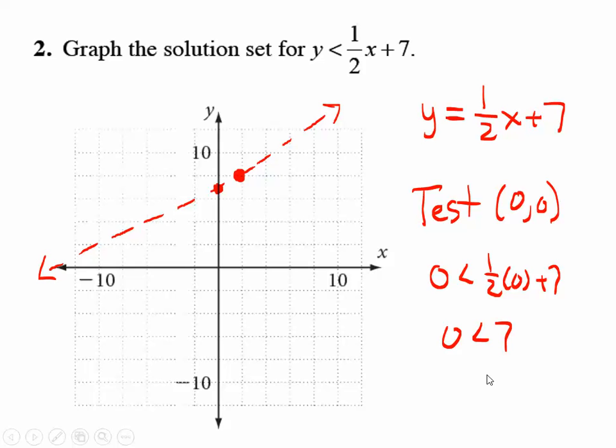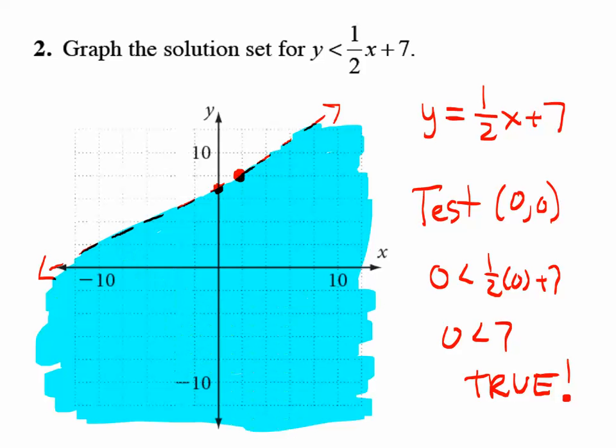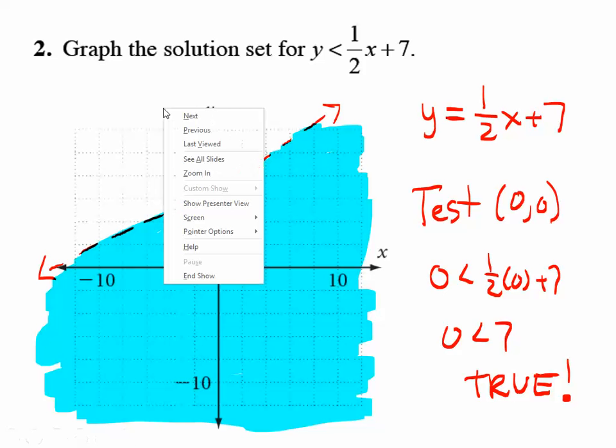Alright, and I heard true, is that right? Since this was true, we're going to shade everything towards the 0, 0 and beyond. So how about something that looks like that? Okay, so let me go back, just for us to see it here.